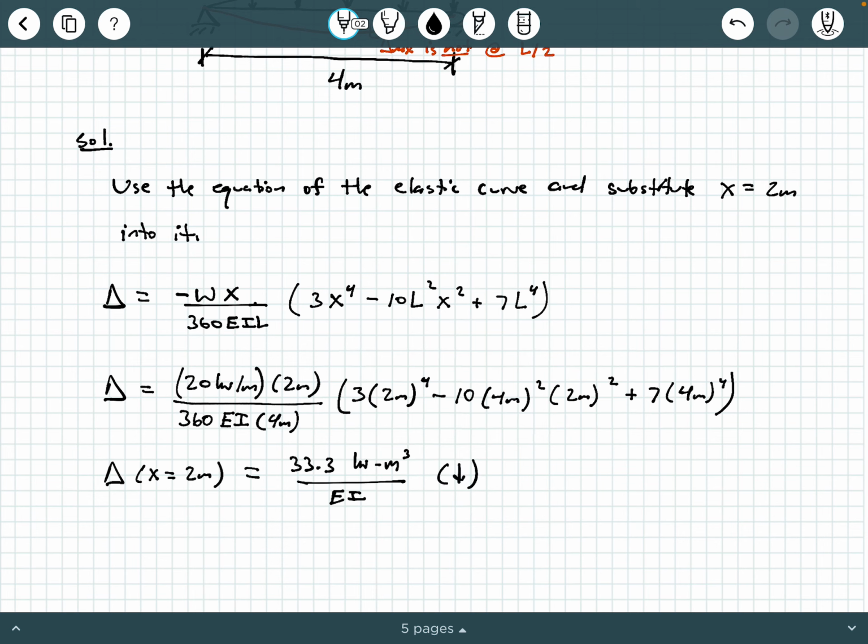Now, how can we check those units? Well, let's look at it. Inside the parentheses, each of these terms has units of length to the fourth power, all right? And so if you have length to the fourth power in this big parentheses times a length, that's length to the fifth power, right? But then you're dividing by a length here, so that knocks you back down to length to the fourth power. And then you're multiplying by force over length, so that gives you force times length to the third power, okay? So that's going to conclude this example.